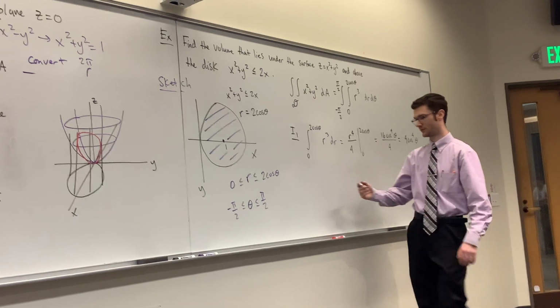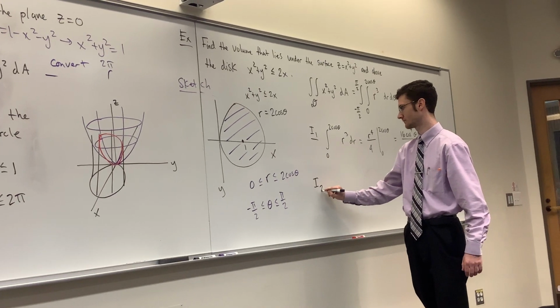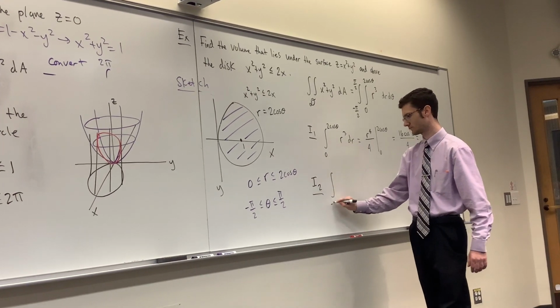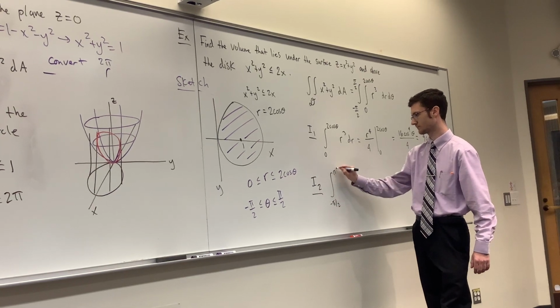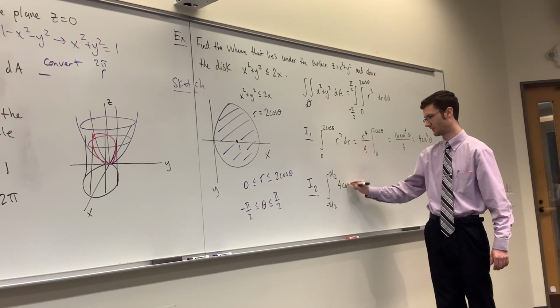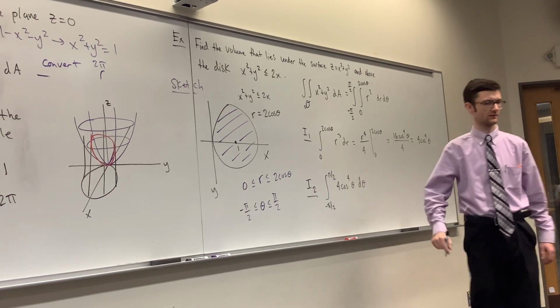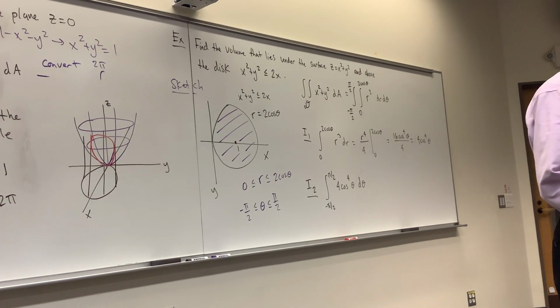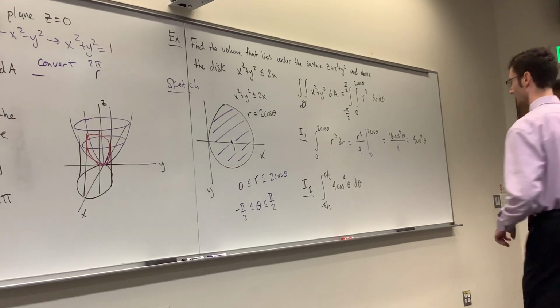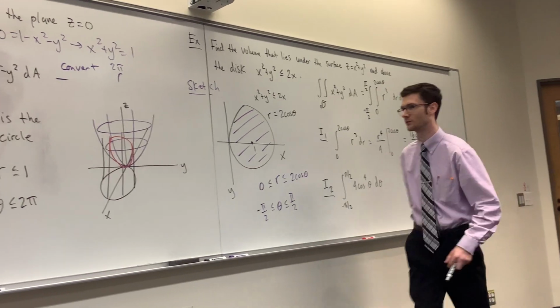Then we have to do this outer integral, 4 times the integral of cosine to the 4 theta d theta. Okay, let's go for it. We're going to need this whole side of the board here, I think.